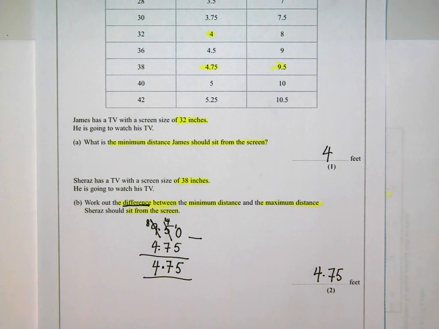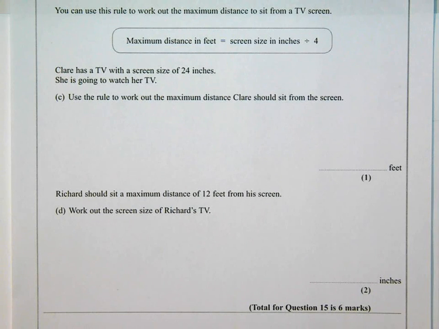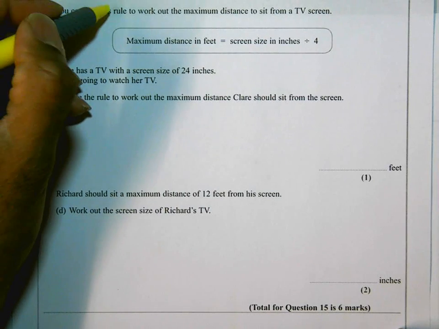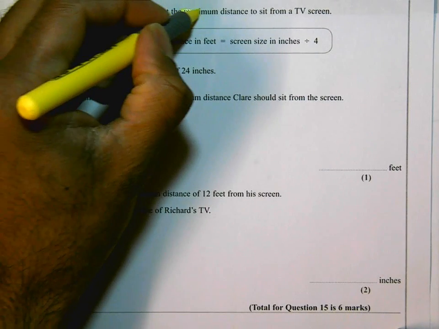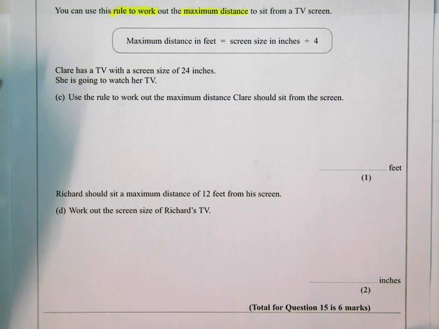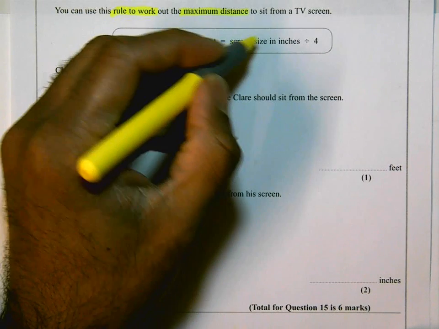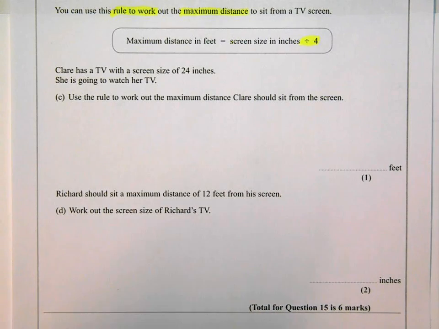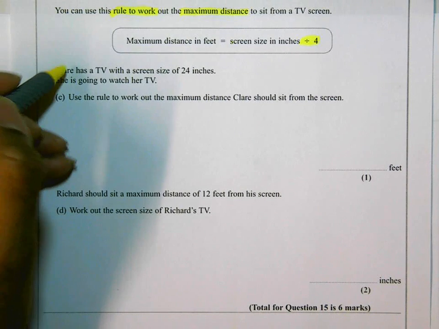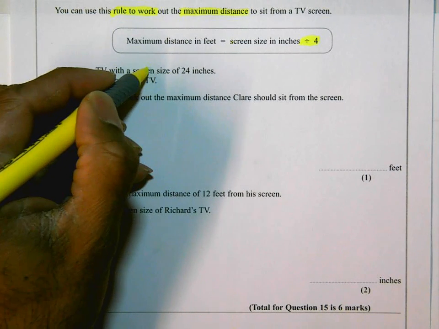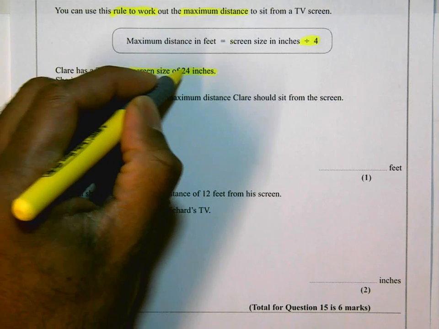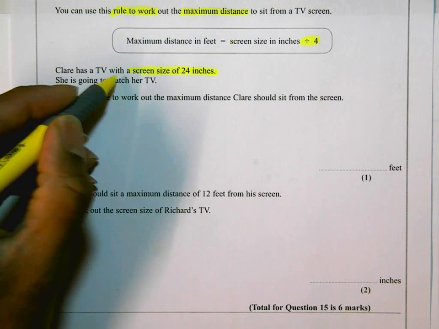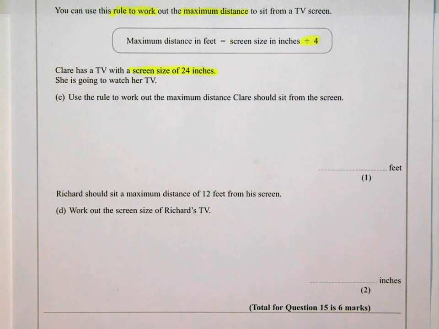Part C and D on this question are continued on the next page, and here they are. You can use this rule to work out the maximum distance to sit from a TV screen. The maximum distance is the screen size in inches divided by 4. So whatever the screen size is in inches, you divide it by 4. Claire has a TV with screen size 24 inches. She's going to watch TV. Use the rule to work out the maximum distance Claire should sit from the TV.